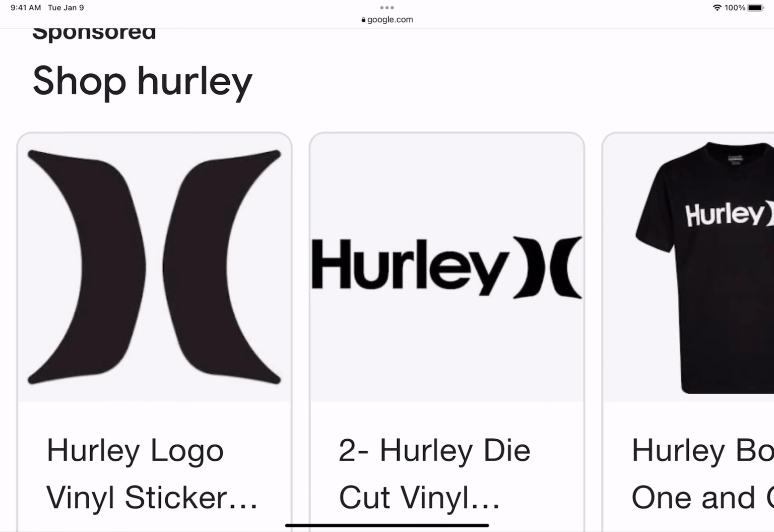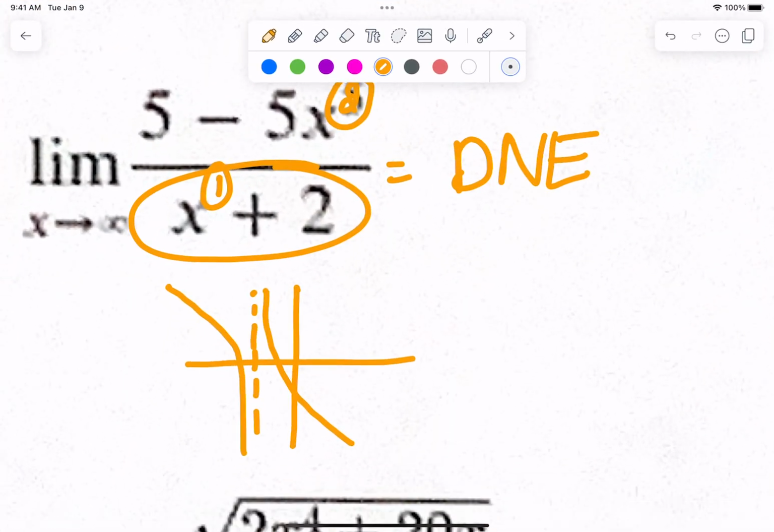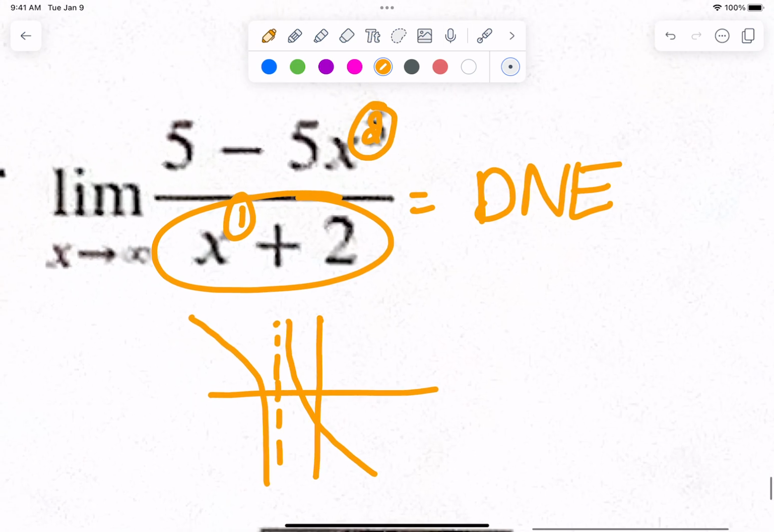Oh yeah. So that's sometimes what he'll look like as well when he has a VA but no HA, right? So he might look something like that. So we're looking at HAs as the limit goes to infinity. Right? So as he goes forever to the right, he doesn't have a HA. He doesn't have a HA. So he's D and E. So he doesn't have a limit. Yep.